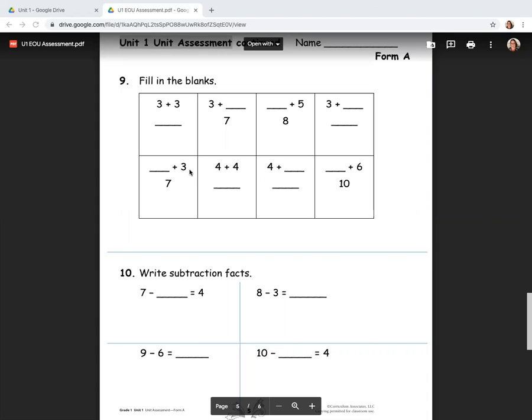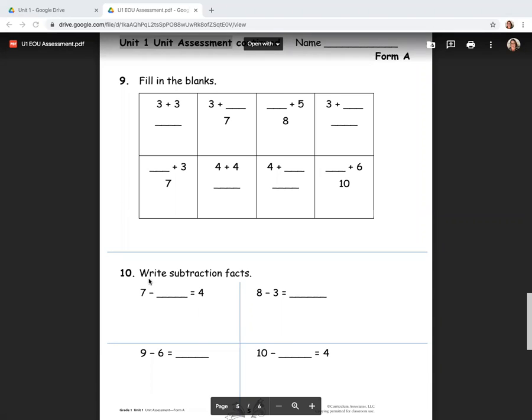Blank plus 3 equals 7. 4 plus 4 equals. 4 plus what equals? What plus 6 equals 10. So follow your patterns and see what you see so you can fill in the blanks.